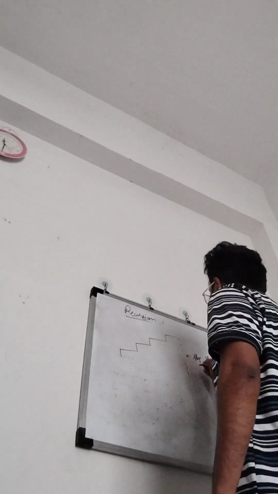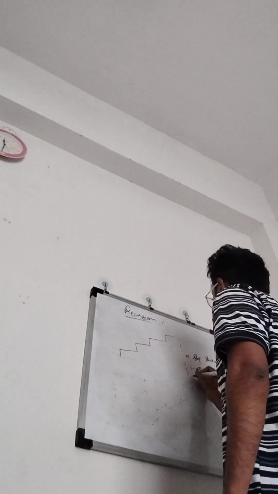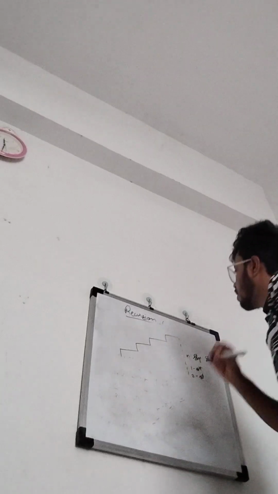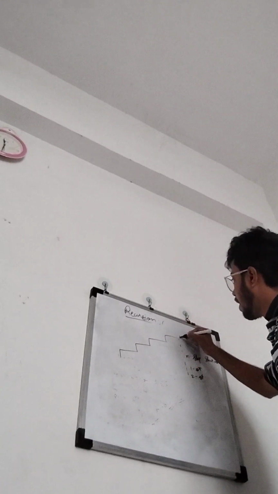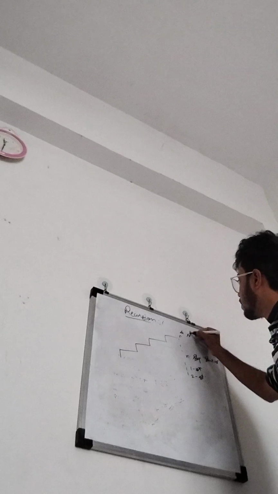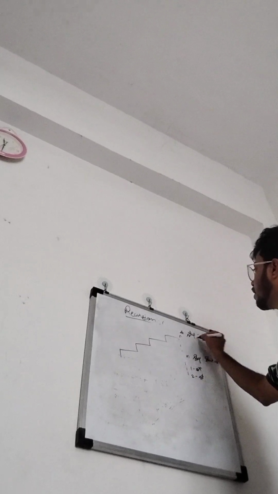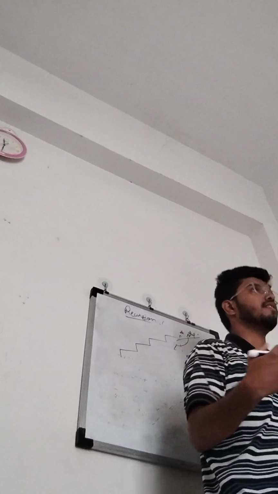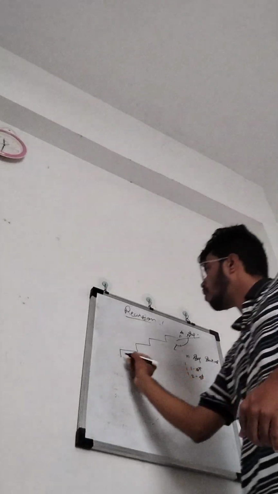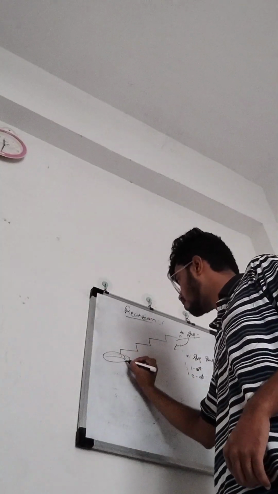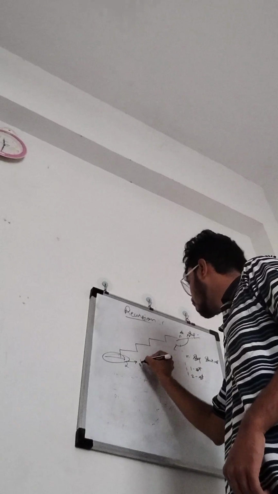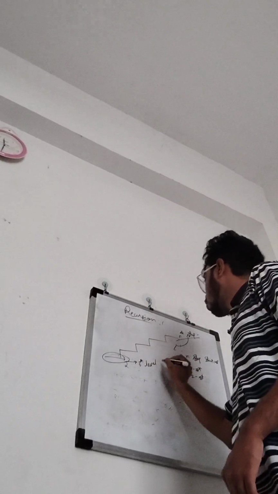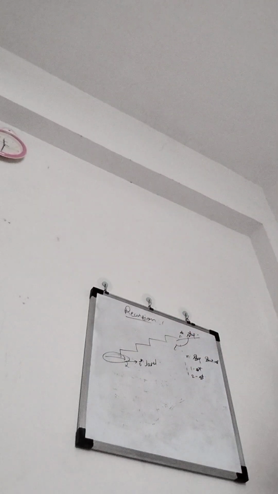Only two types of jumps are allowed. One step and two step jumps are allowed. You are here at the nth step. The question is to find the number of ways to arrive at the nth step, starting from the ground step, the 0th level. Okay, so how do you approach this?